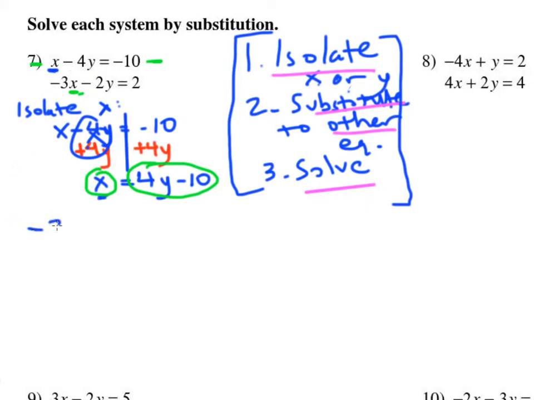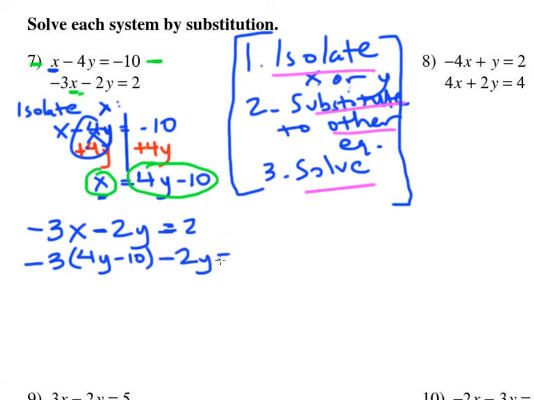Let's write it out. Negative 3x minus 2y equals 2. I forgot to substitute, but that's okay. So right here, instead of x, we're going to have the twin show up: 4y minus 10, minus 2y equals 2. Okay, so this is the only extra step. We had to do an isolating step, and then we substitute, and now let's just go ahead and solve.